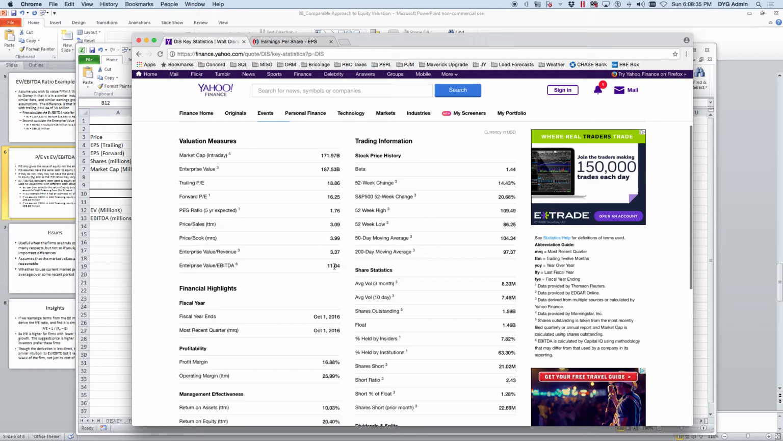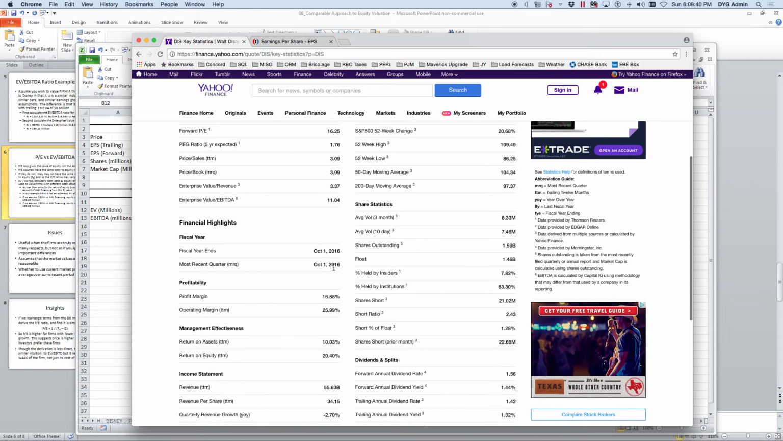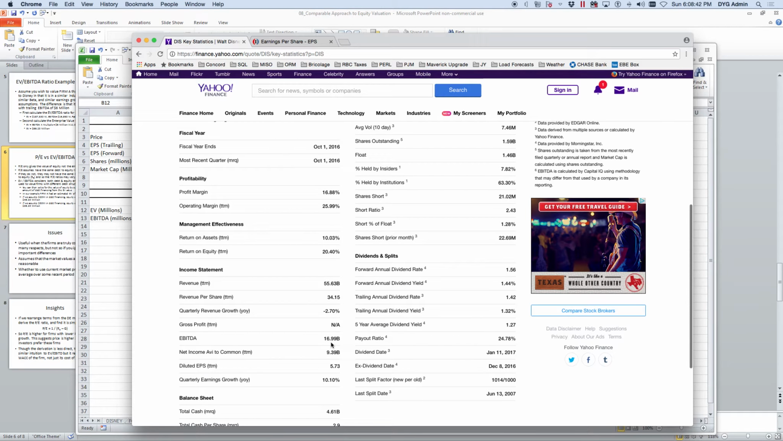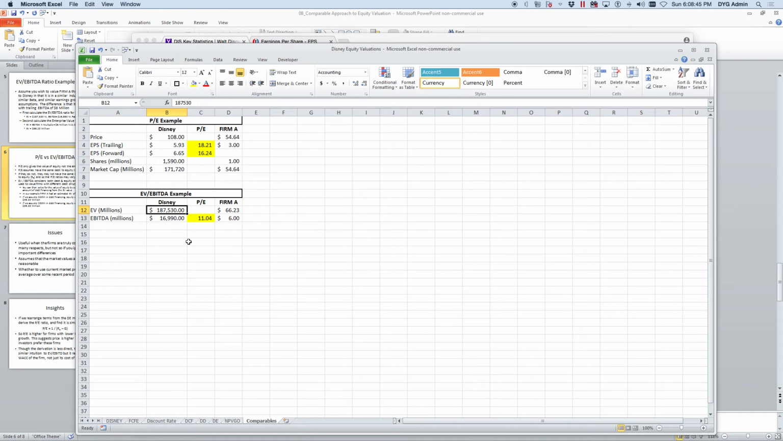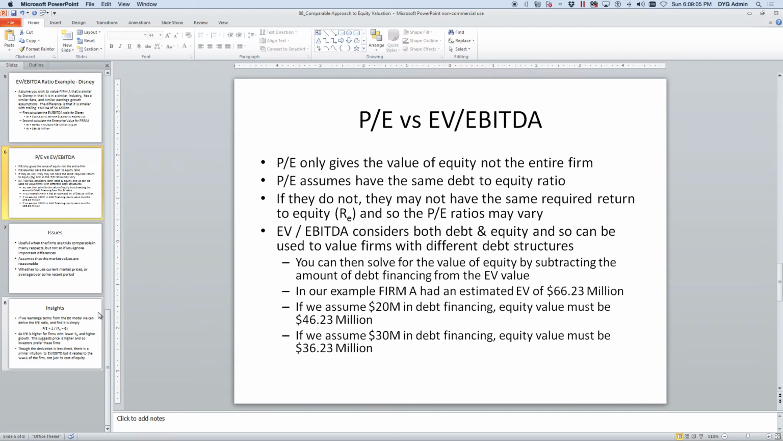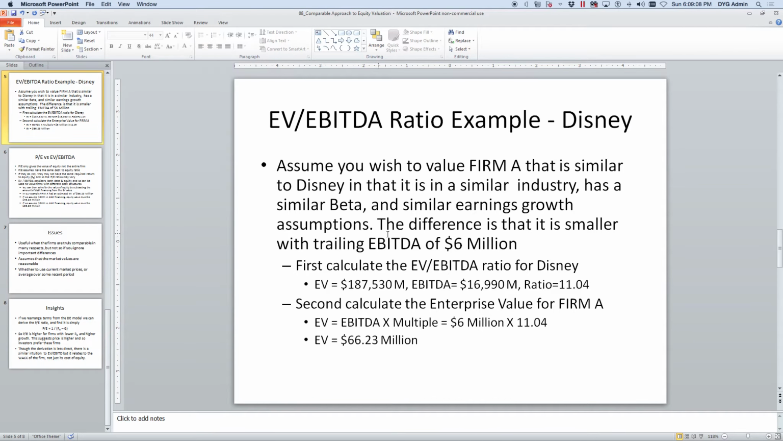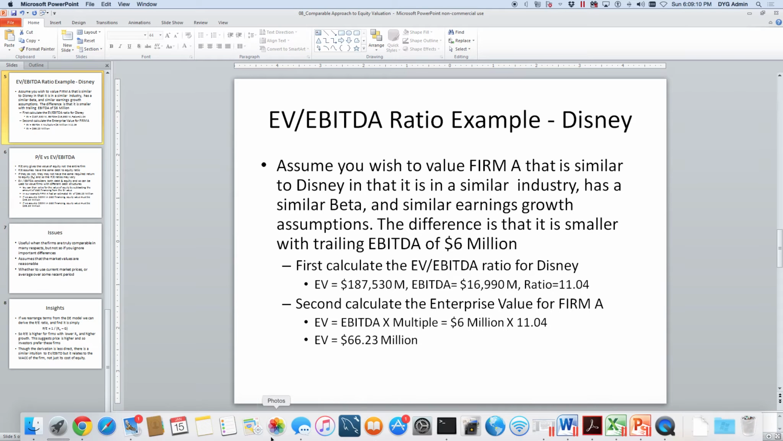They actually do an enterprise value EBITDA calculation. Like I said, it's a very common one, so you could just pull that. The EBITDA is down here at 16.99 billion, so we would put that in there again in millions. That's 16,990. Sure enough, when we calculate, it gets the ratio of 11.04. So we're going to take that times our $6 million, or excuse me, $6 million of EBITDA. Did I say that right? Yes, $6 million of EBITDA.